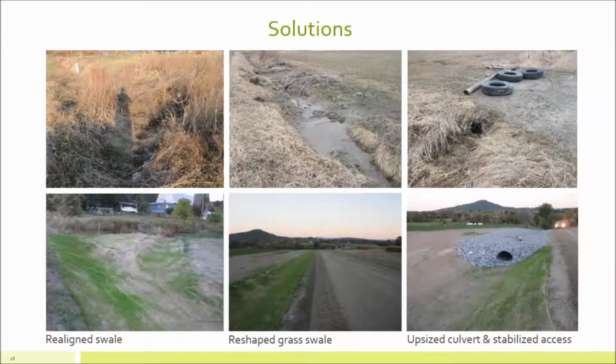They reshaped the grass swale where they could, made it a little bigger, a little wider to better accommodate the storms. They upsized the culvert and stabilized the farm access. The culvert was severely undersized and was causing pretty severe erosion issues. They stabilized the access so that if the culvert does ever overtop, that sediment won't be going all down the hill. It'll be caught in the stone. The stone shouldn't erode away.